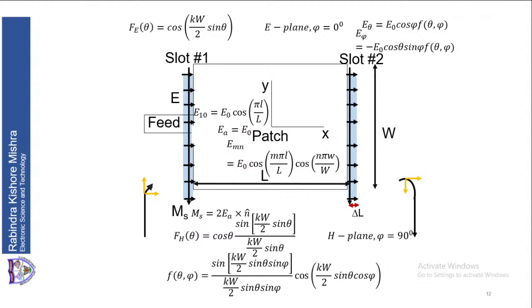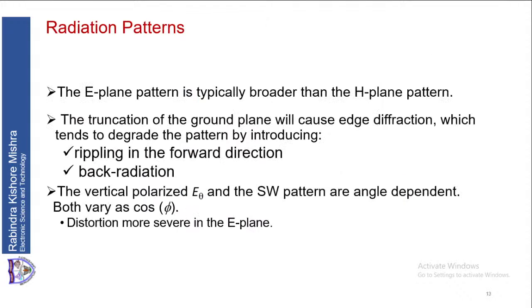In the H plane, phi is equal to 90 degree. In the E plane, phi is equal to 0 degree. So from that you can find out what is Fe and Fh. That is what we have found out here. Now let us look at the pattern, because once we know these expressions, we can find out what is the pattern. The E plane pattern is typically broader than the H plane pattern. From this source, that E plane pattern will be broader than H plane pattern.